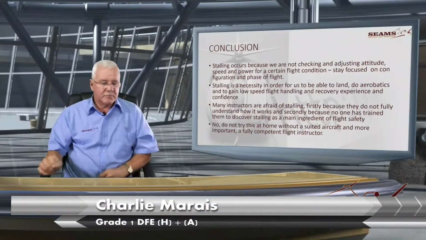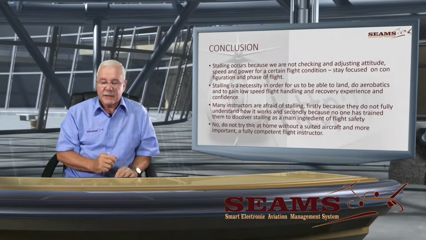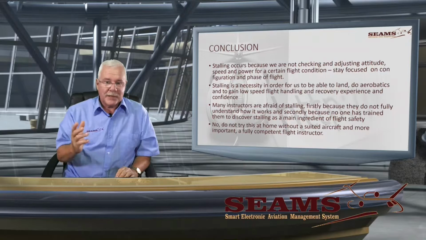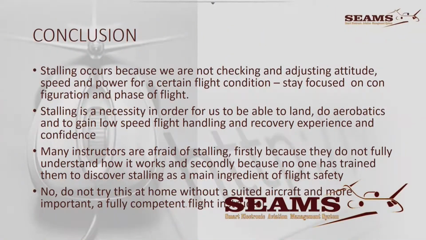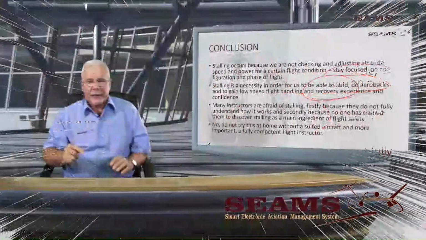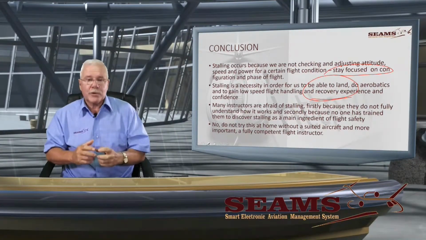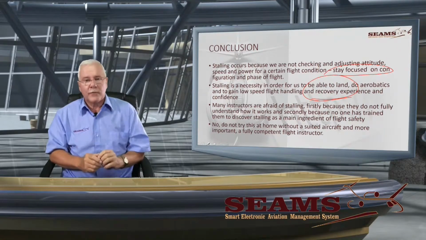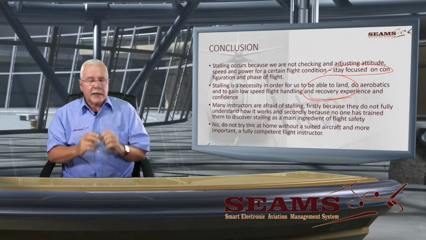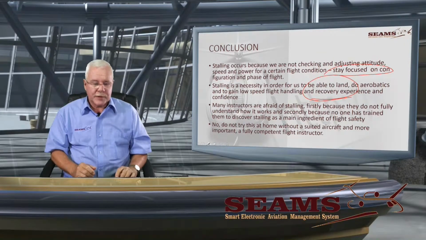Right, so let's conclude. Stalling occurs because we do not check and adjust the attitude. Probably our attention is somewhere else, so stay focused. Stalling is necessary in order for us to be able to land, do aerobatics and gain low speed. So get somebody that can do stalling and can do the advanced stalling and at least grow you so that you know what you must look out for and know how to recover if, unfortunately, your mind slipped and now you get into a certain position.